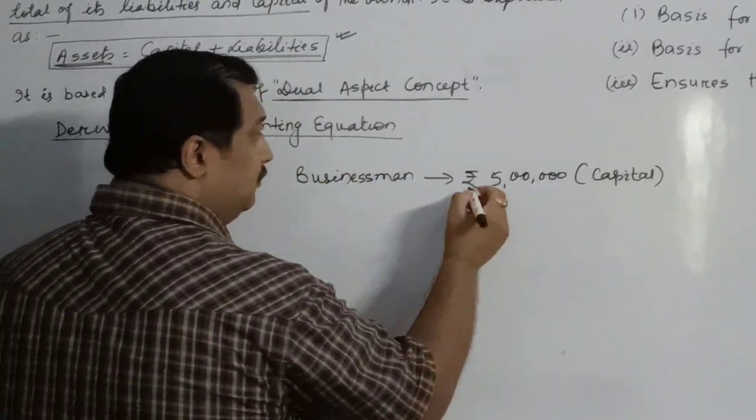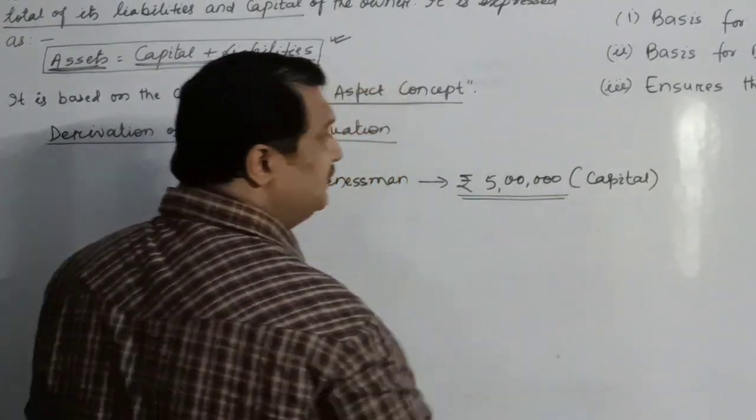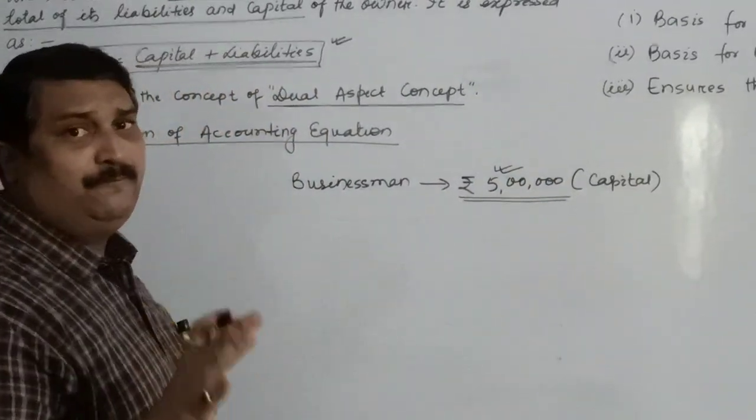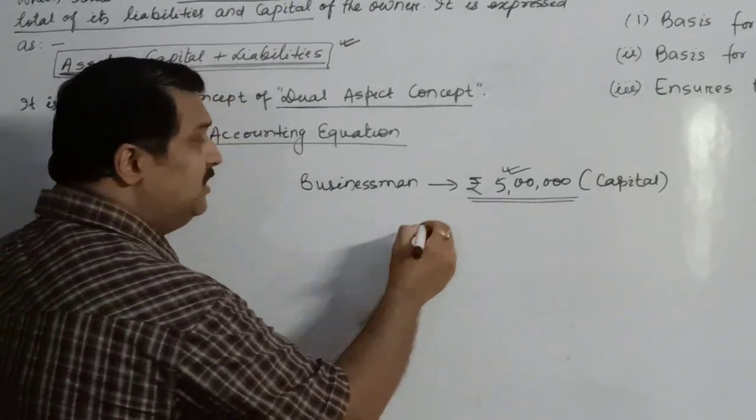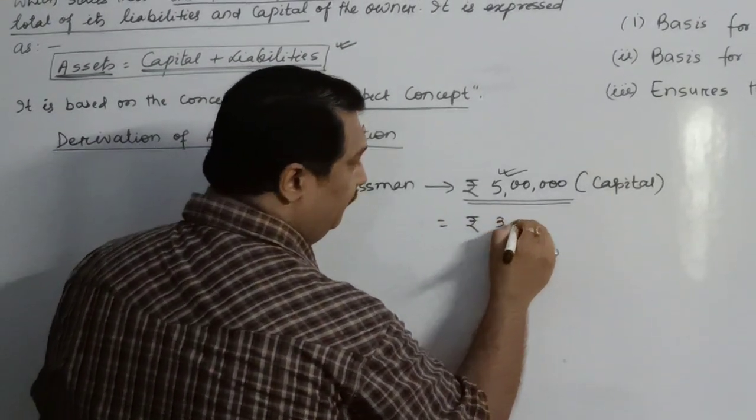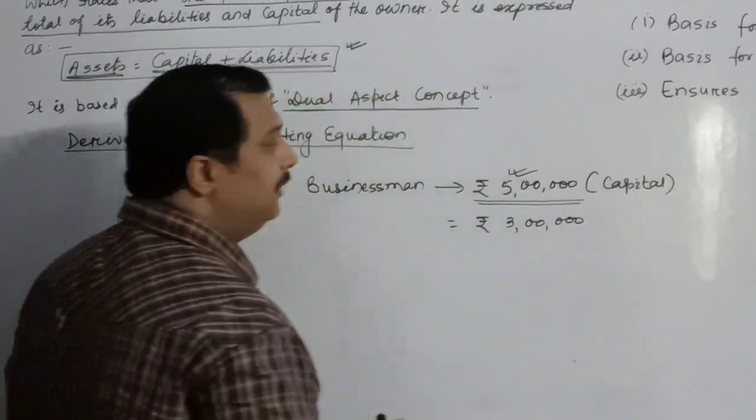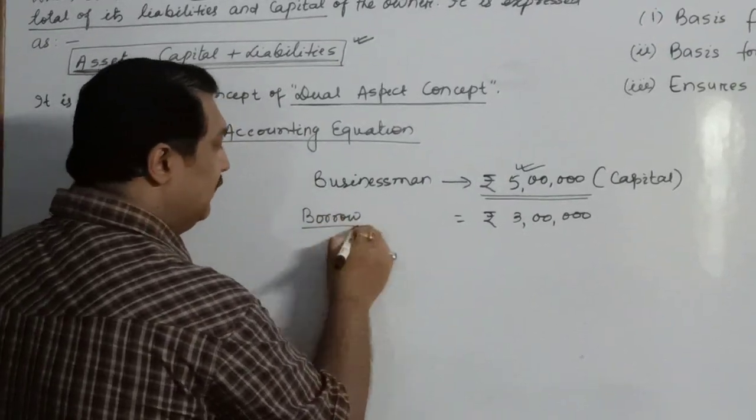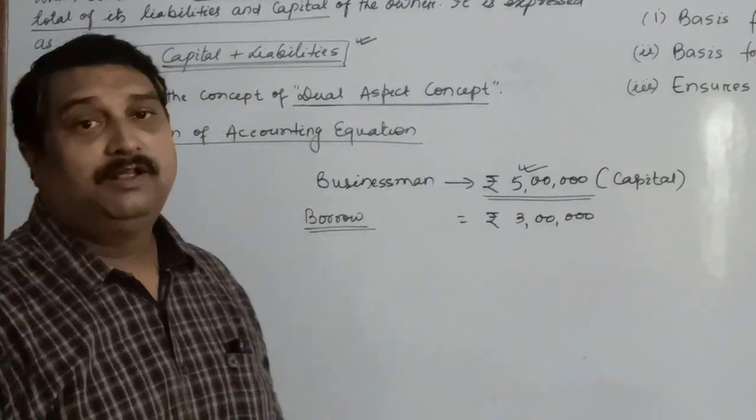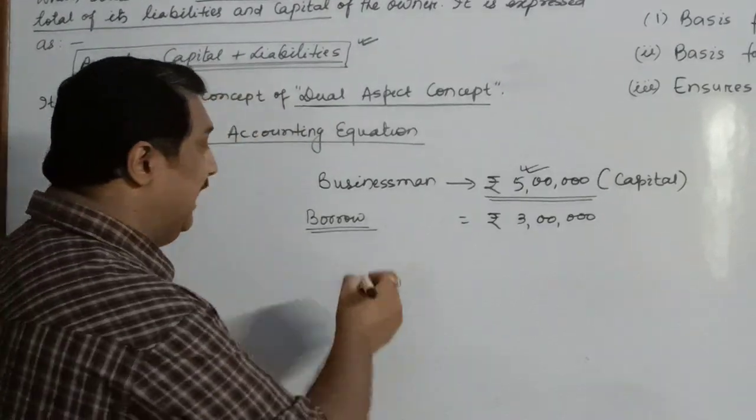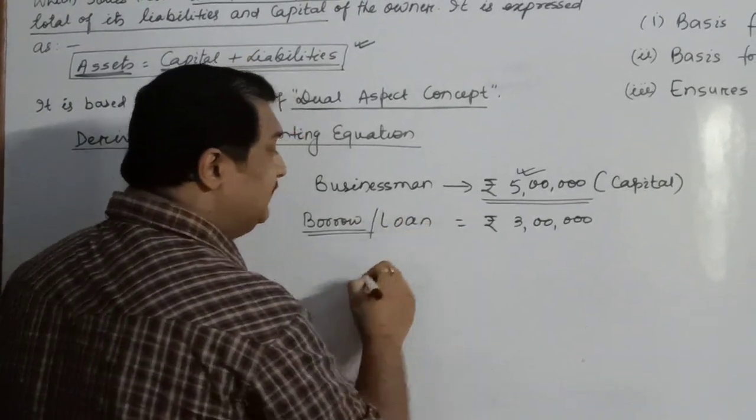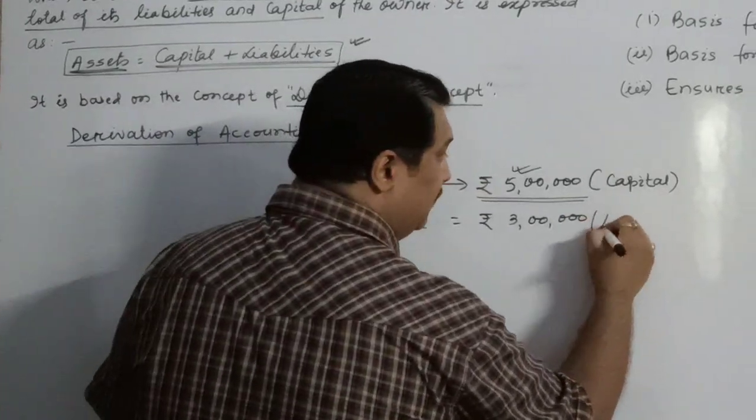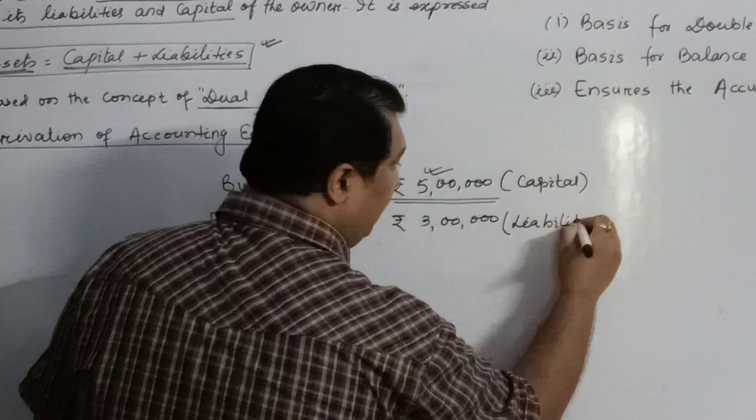Besides that, suppose when the business was started, the businessman felt that this 5 lakh is not enough to continue the business. He wants rupees 3 lakhs more. So what will he do? He may borrow it from his friends, relatives. He may take loan from the bank. So this is the amount which he has taken from outside, so he will have to pay it. So this is called your liability.